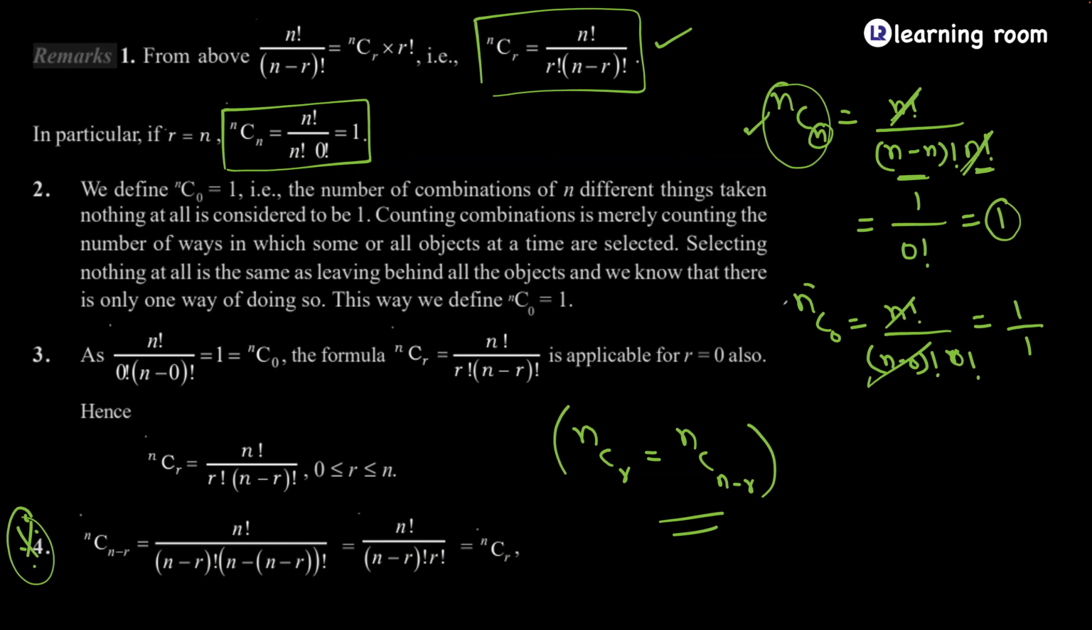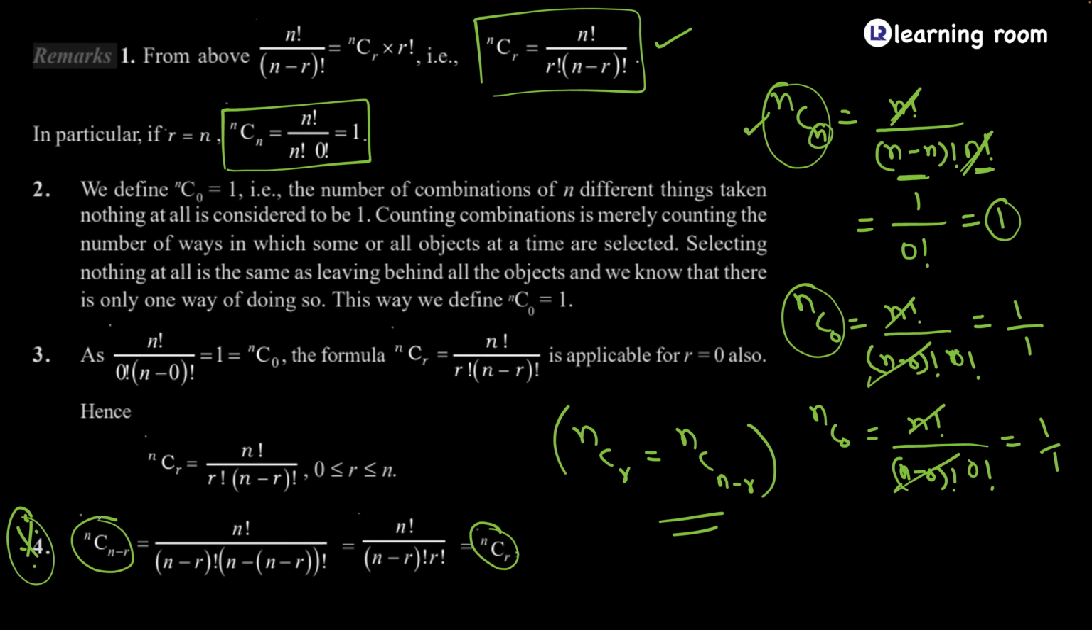Similarly, nC0 is n factorial divided by (n minus 0) factorial into 0 factorial. (n minus 0) factorial and n factorial are the same. So 1 divided by 0 factorial is 1 by 1. And the most important property I was suggesting is this one: nCr is equal to nC(n minus r). This is very, very important. The next chapter, binomial theorem, will use this a lot. That chapter is completely based only on combination, not on permutation.